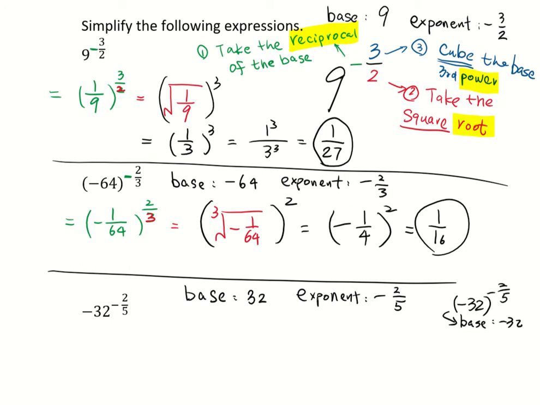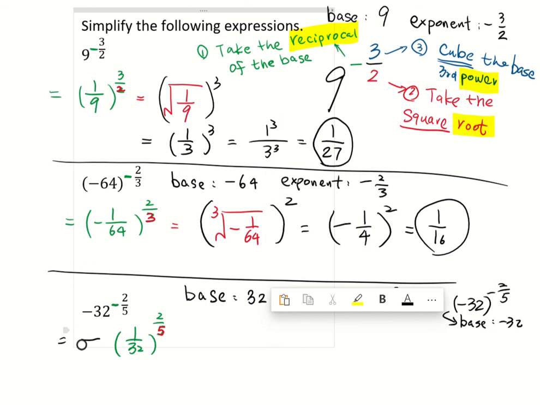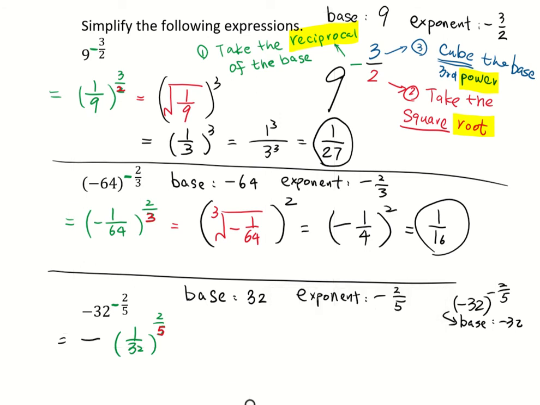So to simplify this expression, first let me write down this negative sign here. This negative sign has nothing to do with the 3 actions we're going to take on the base. Okay, the first action is from the negative sign. That means to take the reciprocal of the base, which is 32. So 1 over 32 is the reciprocal of 32. Okay, to the power of 2 over 5. The second action to the base is this 5 here. This 5 is telling us the root, which is the 5th root.